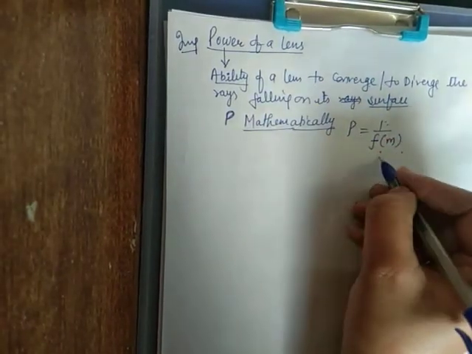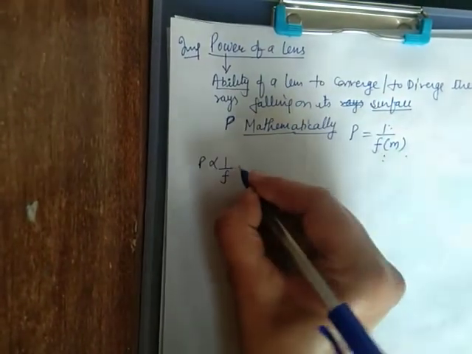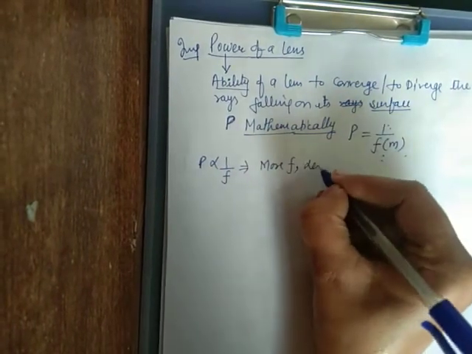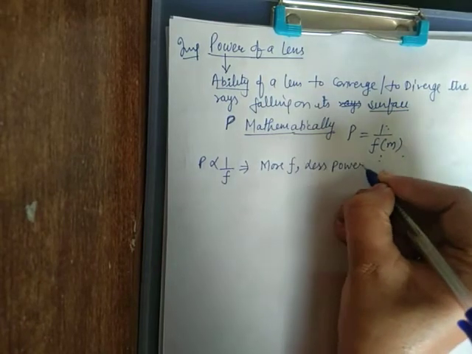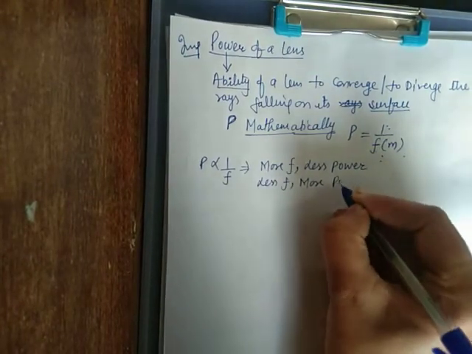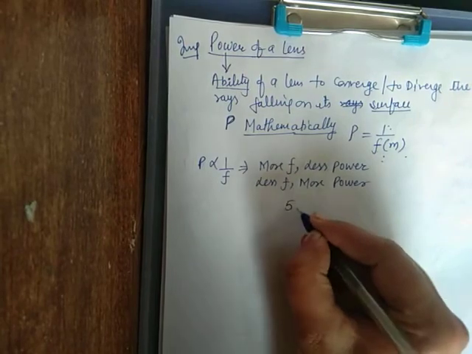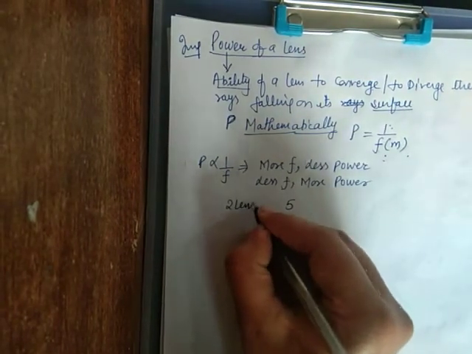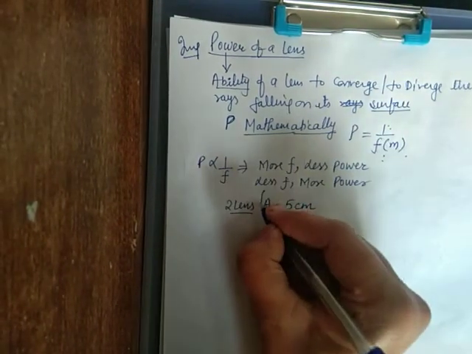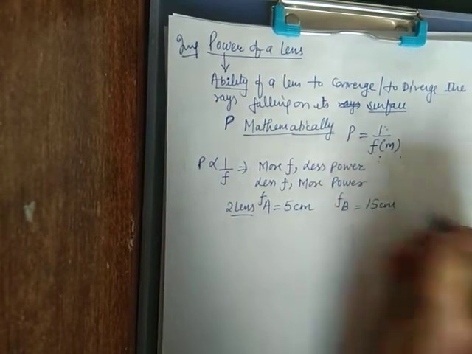From this, what information are you receiving? That power is inversely proportional to focal length. The more the focal length, the less the power. The less the focal length, the more the power. For example, I have two lenses. Lens A has a focal length of 5 centimeter. Lens B has a focal length of 15 centimeter.